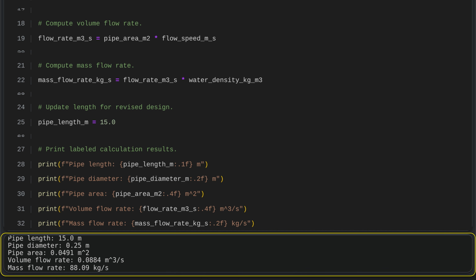The script summarizes water flow through a pipe by setting the pipe dimensions, water density, and flow speed. It calculates the pipe's cross-sectional area, then uses that to find the volume flow rate and mass flow rate. After changing the pipe length, it prints the updated length along with the diameter, area, and flow rates in a formatted output.